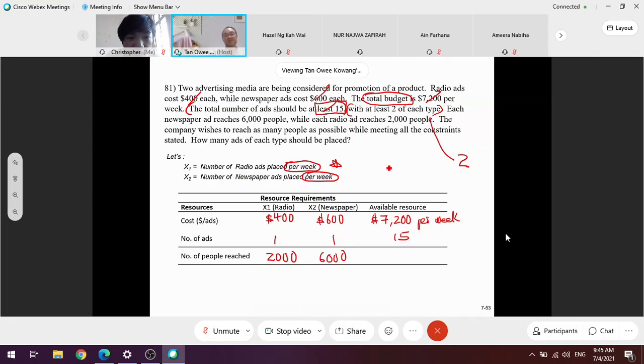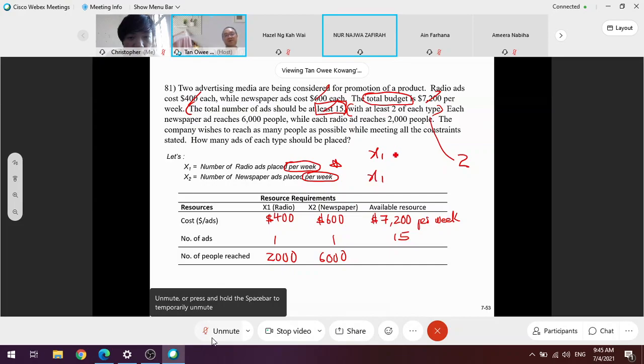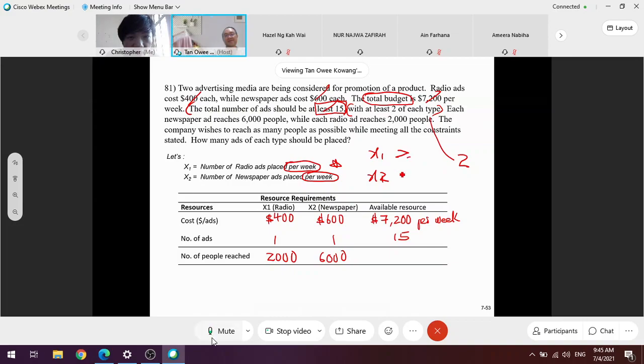Miss? More than 2. Yes. More than 2? Atau? At least. Right. So dah ada berapa constraint?